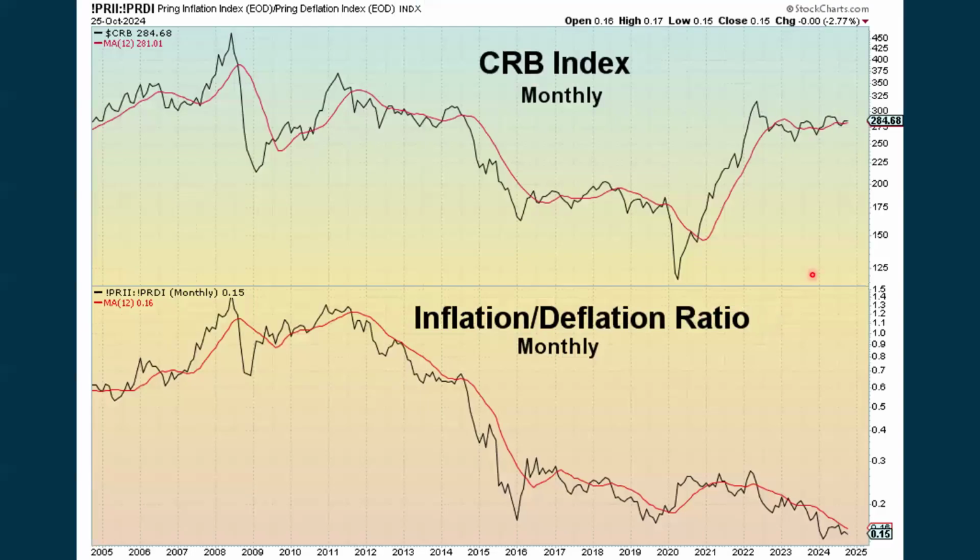We keep an eye on inflation. We have a monthly chart of the CRB index up here where we're pretty much going sideways. And then we look at a ratio between inflation and deflation down below. When this is going down, that means that inflation is going down as well. And that's what the market likes right now.